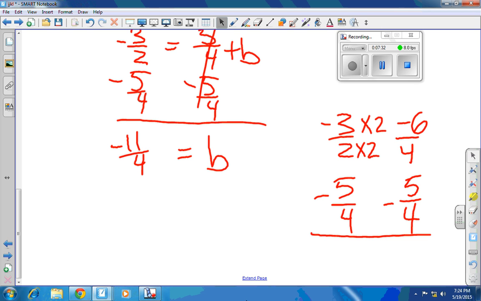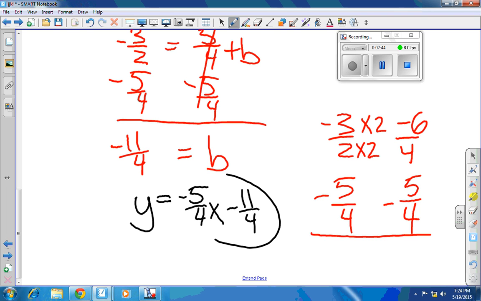So the equation is y equals negative 5/4 x minus 11/4. And if it's parallel to the original and goes through the midpoint, it would actually end up being the same line. But I want you to think about what you're doing with the slopes, because we need to review the difference between parallel and perpendicular lines as we get ready for the EOC.